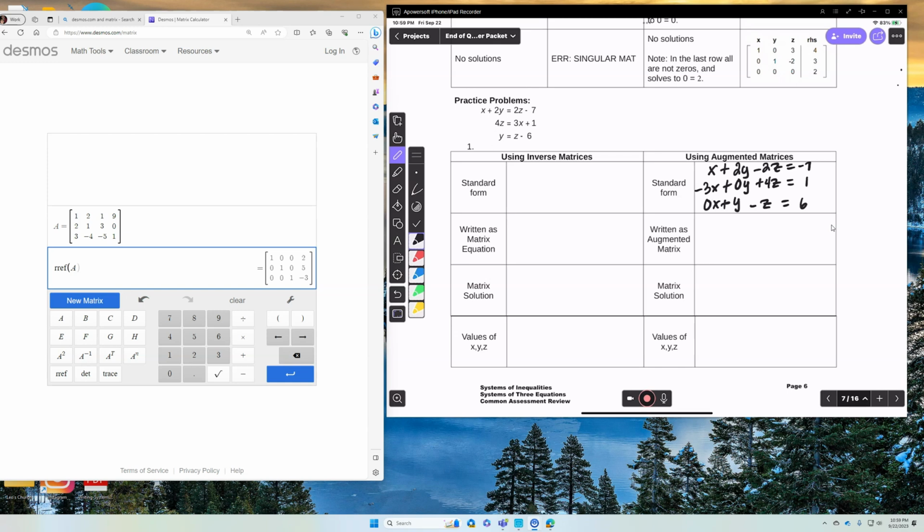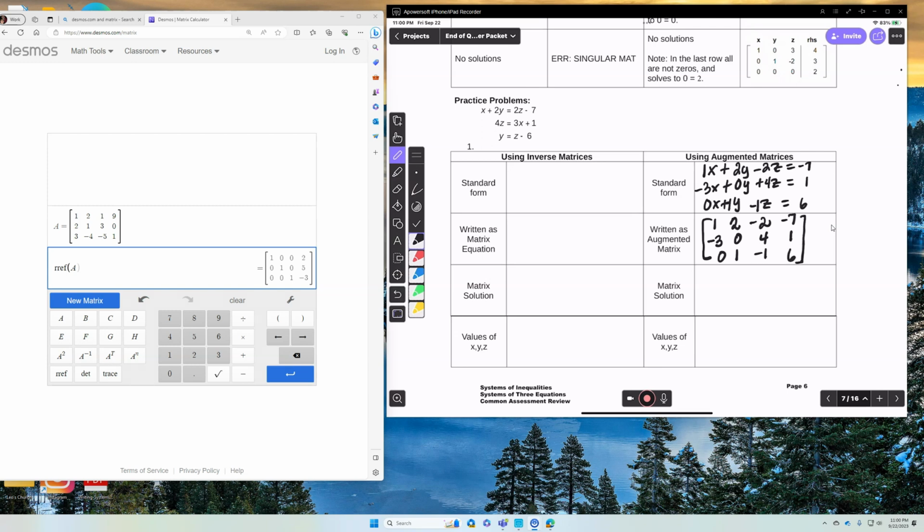Okay. Next, we're going to write the matrix. So the matrix looks like this. It's a bracket. Now, all you have to do is list the coefficients. And if this helps you, you can write a 1 here, a 1 here, a 1 here. So you've got to be accurate. So you have 1, 2, -2, -7. And then you're going to list -3, 0, 4, and then 1. And then the last equation, you have 0, 1, -1, 6, close the bracket.